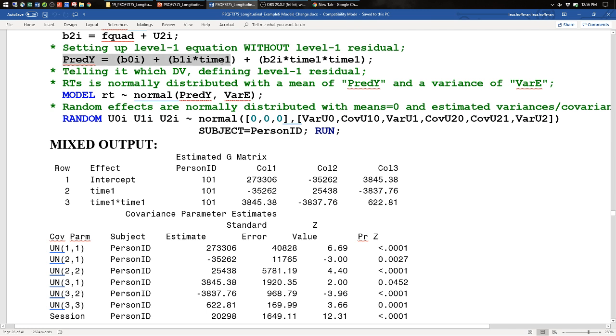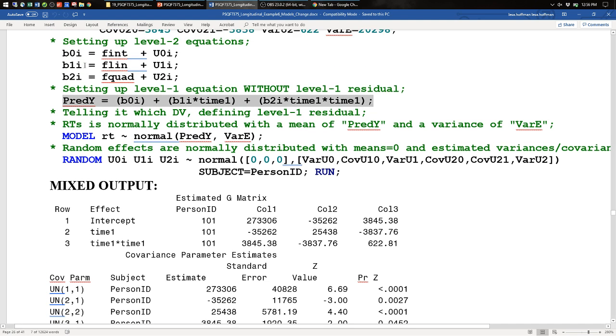My level 1 model without the residual is right here. It's pred y. So now this is the conditional mean for each observation as a function of the individual intercept, individual linear slope, individual quadratic slope, where each person's individual effect comes from the fixed effect that everybody has plus the unique effect that is their random variant of it. And the model line then is the same. Response time is normally distributed with a mean given by whatever pred y is for each unique case and residual variance, a model parameter.